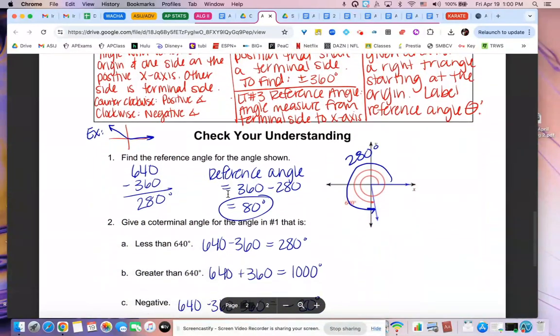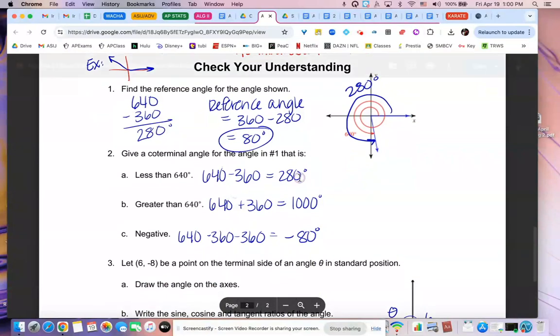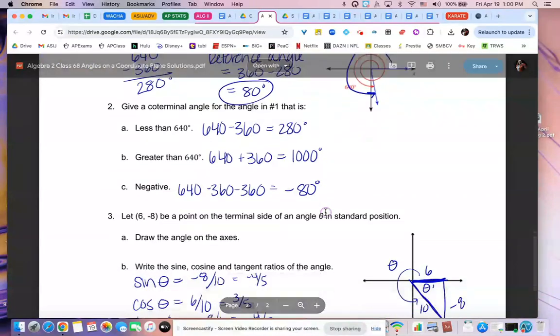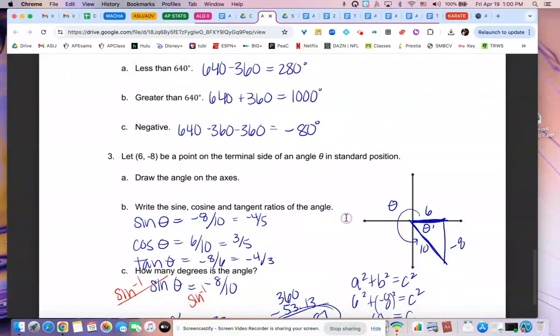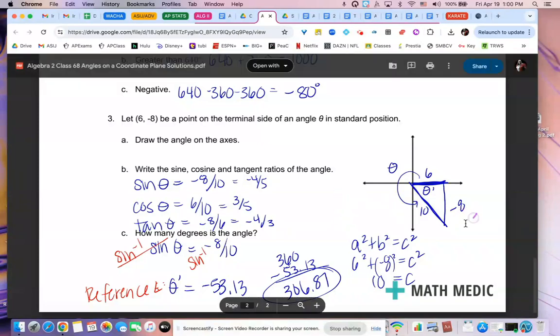Okay, I think most of this we've kind of covered, the idea of coterminal angles and reference angles. So you should be able to work your way through the rest of these. Let's just take a look at this one because it has this negative on it. So I want to look at that.